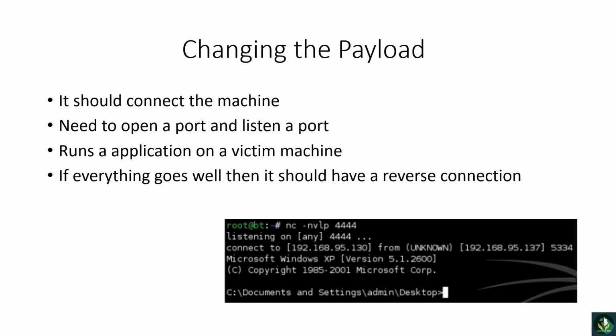As you saw in the picture, I have a reverse connection. After running the script, you can see the reverse shell has been connected, and I am connected to the victim machine. So this is how to change the payload and customize the script the way you want, because if everything goes well, then it should have a reverse connection.